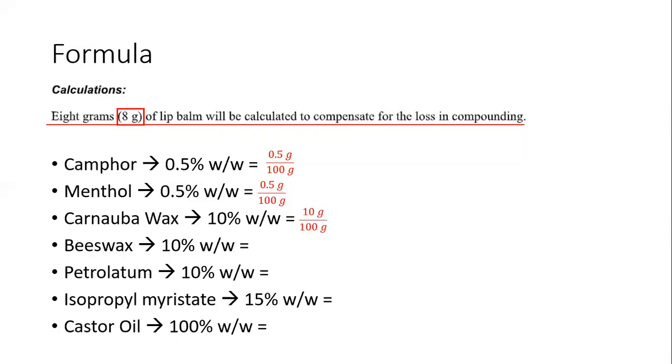For carnauba wax, we have 10% W over W, which means there are 10 grams of carnauba wax for 100 grams total lip balm. The same ratio will apply to beeswax as well as petrolatum. For isopropyl myristate, we have 15% W over W, and that is 15 grams for 100 grams total lip balm. Castor oil is 100% W over W and also QS, which means that it is quantity sufficient. For the overall formula, that can be interpreted as how many grams we need to make up to 100 grams total lip balm. We know that we will be using these ratios to calculate our needed amounts of each component.